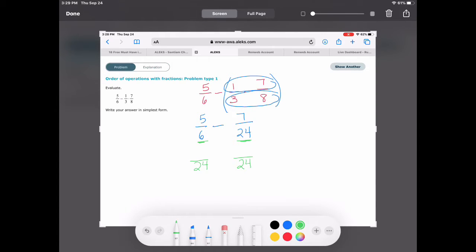This one's nice because we can keep 7/24. Here we need to convert the 6 to 24. 6 times 4 is 24. So on the top we have to do 5 times 4 is 20. So now we have 20/24 minus 7/24. And so we will end up with 13/24 as a final answer.